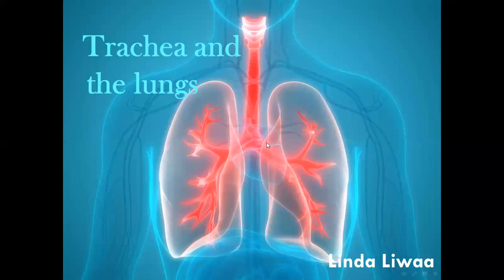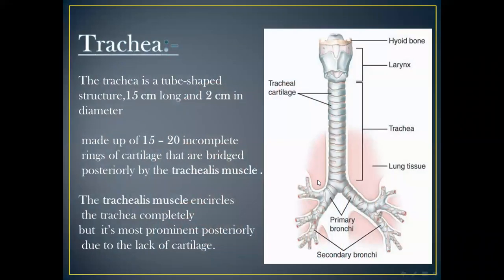My seminar today is about the trachea and the lungs. The trachea is a tube-shaped structure, 15 cm long and 2 cm in diameter. It is made up of 15 to 20 incomplete rings of cartilage that are bridged posteriorly by the trachealis muscle. The trachealis muscle encircles the trachea completely, but it is most prominent posteriorly due to lack of cartilage. This is the trachea, and these are the tracheal cartilages.